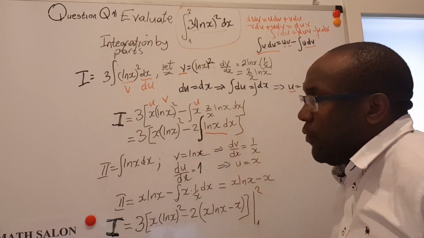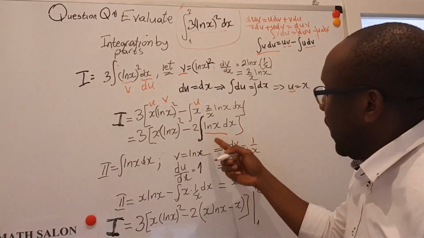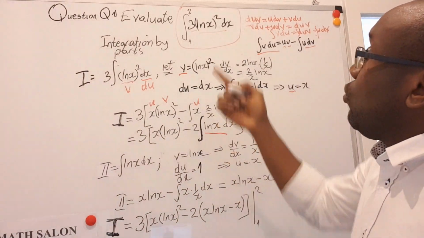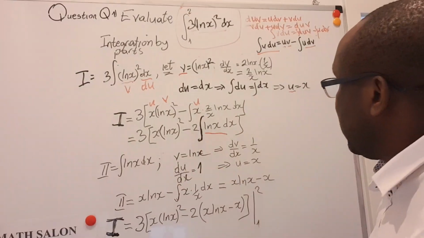I still have another level to go. It's still of the form here. The integral of ln x is not direct, straightforward. You can't do that immediately. So you still have to do another integration by parts.